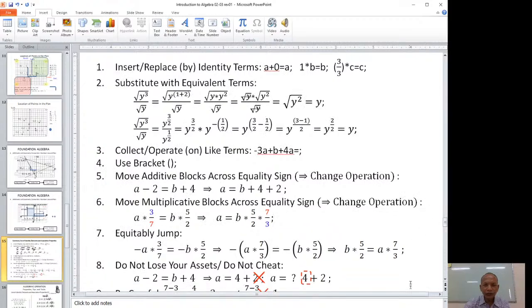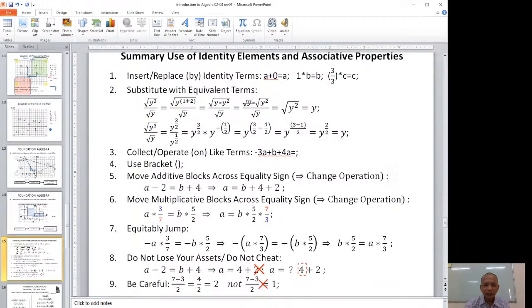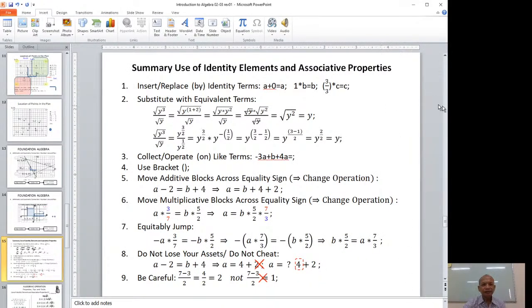So now we come to what I want you to learn exactly in this session. All those were reviewed from the previous session. Okay. Here, summary of use of identity element and associative property.